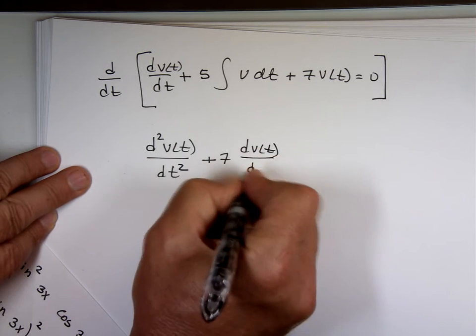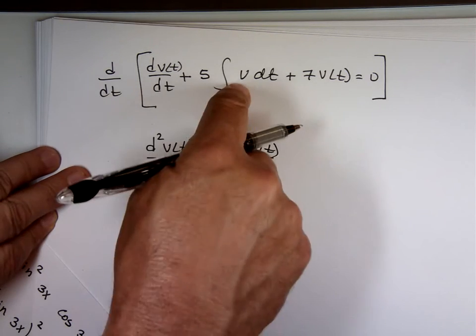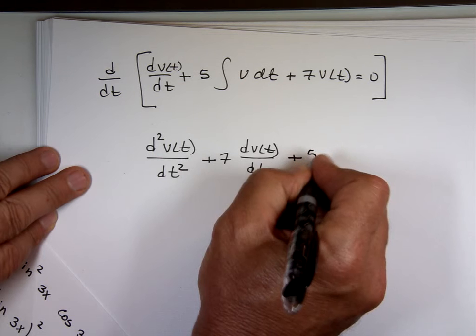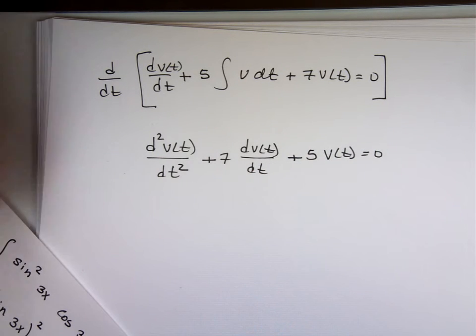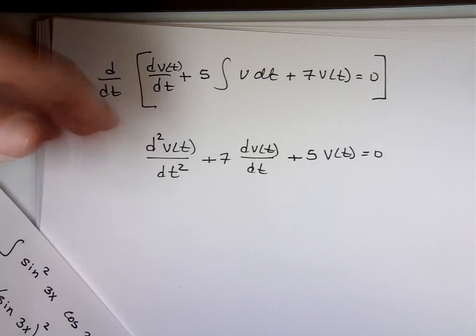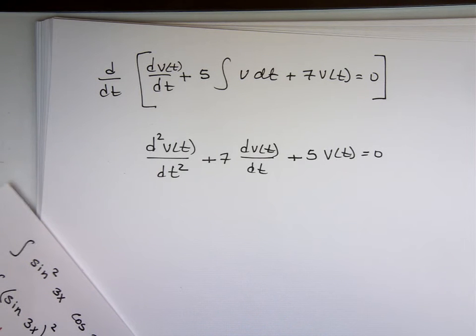And when you take the derivative of the integral, they cancel each other out because they are the inverse of each other. And the problem turns like that. It's called a second order differential equation because you have a second derivative. That's actually the course called differential equations. How do you solve a problem like these?